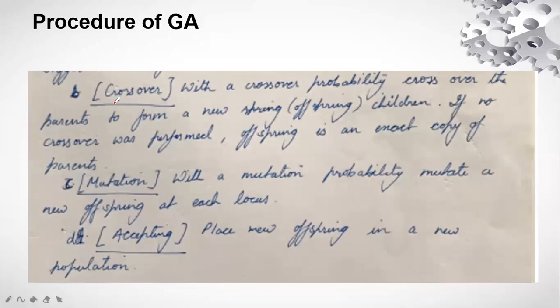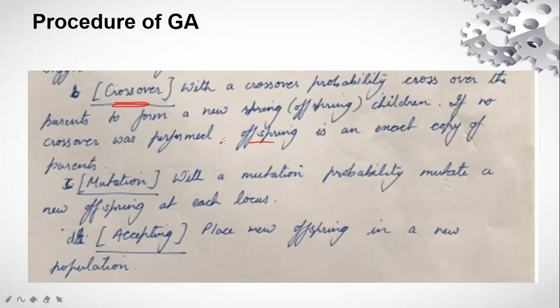The next operator we apply is the crossover operator. We have discussed these in detail in the earlier lectures. You can see that if you want. With the crossover probability, crossover the parents to form new offspring children. If no crossover was performed, the offspring is an exact copy of the parents. That means we are applying crossover on the chromosomes. When we have two parents, the crossover is applied. That means we are swapping certain bits from parent 1 to child 2 and parent 2 to child 1, and then we are creating the offspring, that is child 1 and child 2.